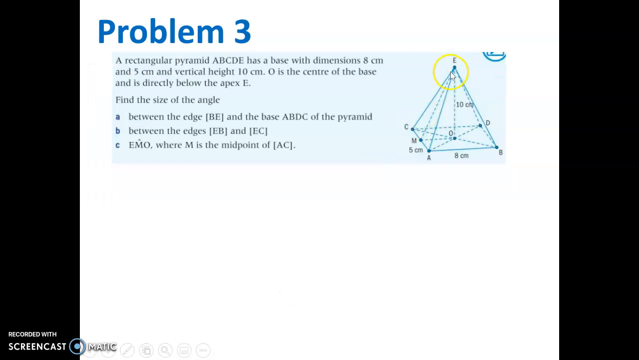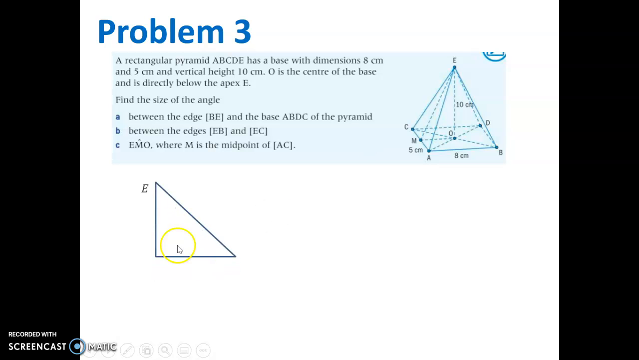Here's problem 3. Now we have a pyramid with lots of stuff drawn inside of it. Can you imagine how all those triangles are sitting in there? Try to visualize that. Now, what we need is, number 1, we're going to look for 3 angles. First one is the angle between the edge BE. Okay, so BE is this edge right here. So the angle between that and the base of the pyramid. So if you look at this edge and the whole base, the angle that we have between this edge and the base is actually the angle that goes from O to B to E.